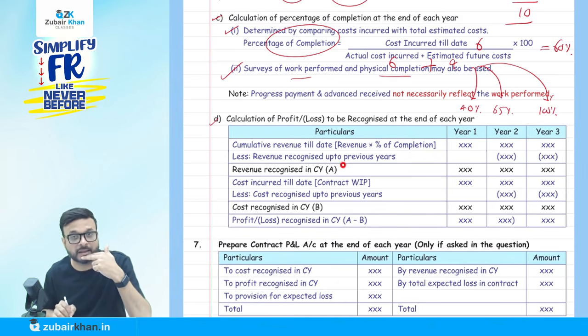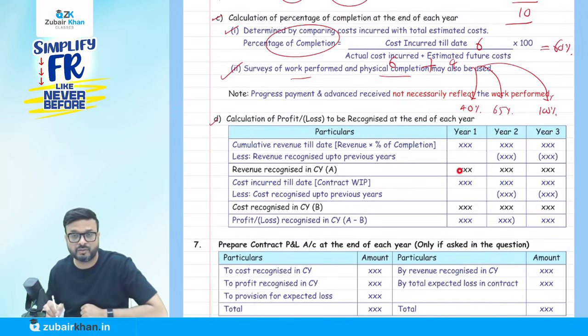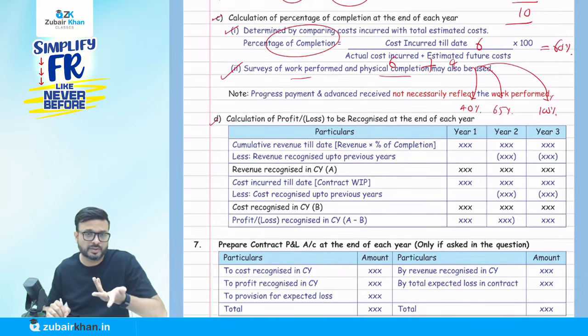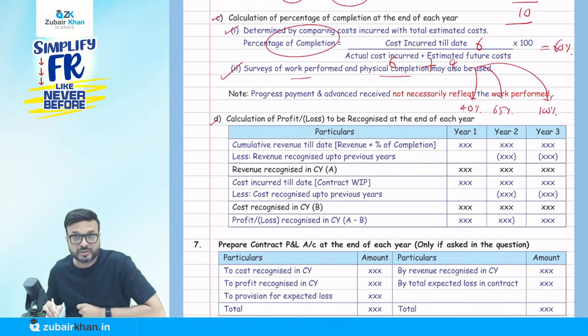So we have not recognized any amount of revenue previously because this is the first year. So this is the revenue of the first year. This much percentage of work has been completed by the end of the first year. It belongs to the first year only. We have not recognized any revenue in the past, so this is the revenue.